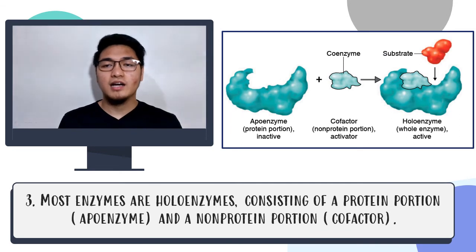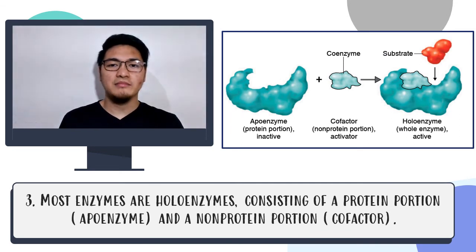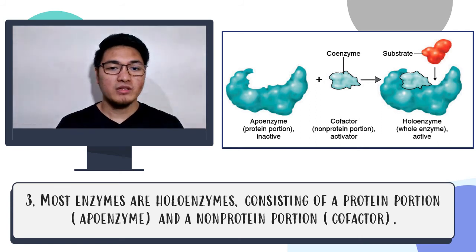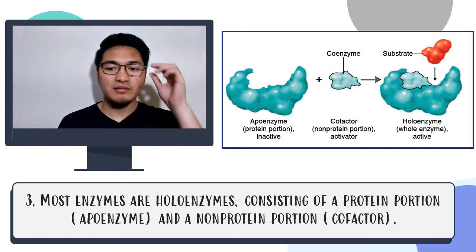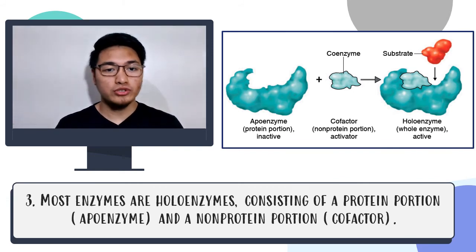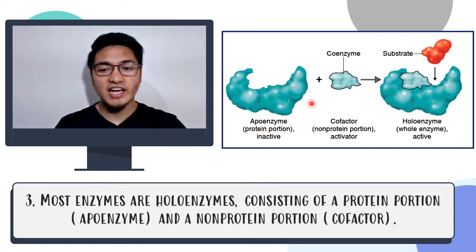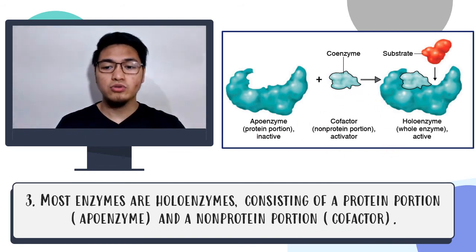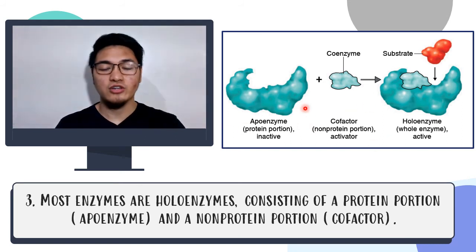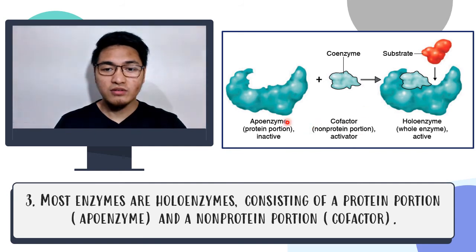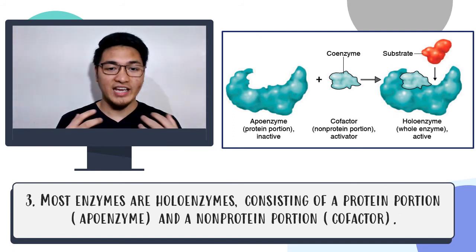So, another characteristic ng enzyme is its components. Although some enzymes are composed entirely of proteins, most enzymes are actually composed of both a protein portion that we call an apoenzyme and a non-protein portion that we call a cofactor. So most of your enzymes are composed of an apoenzyme, the protein portion, and a cofactor. Together, yung cofactor and apoenzyme produce your holoenzyme, which is a whole active enzyme.